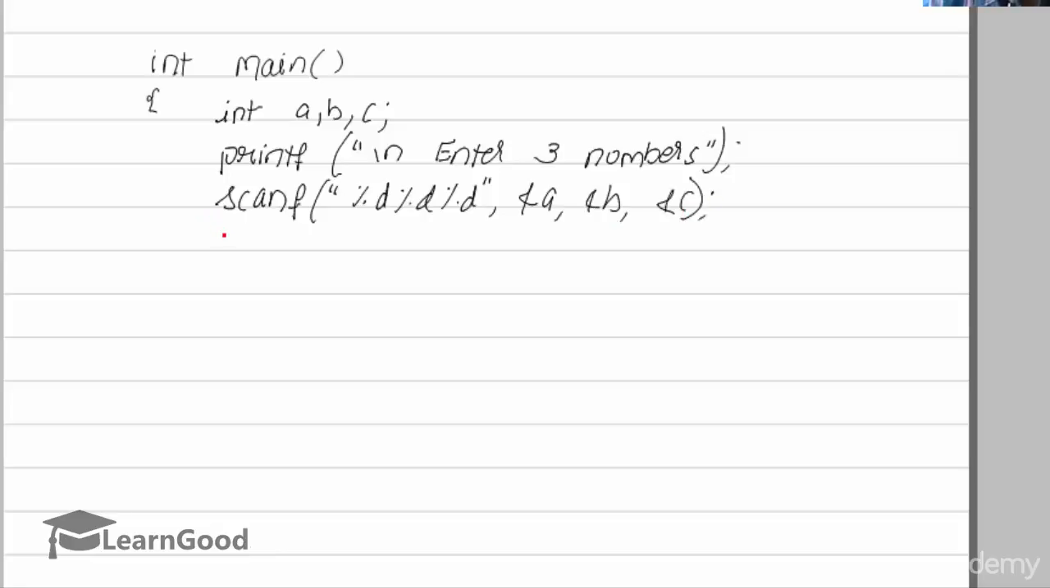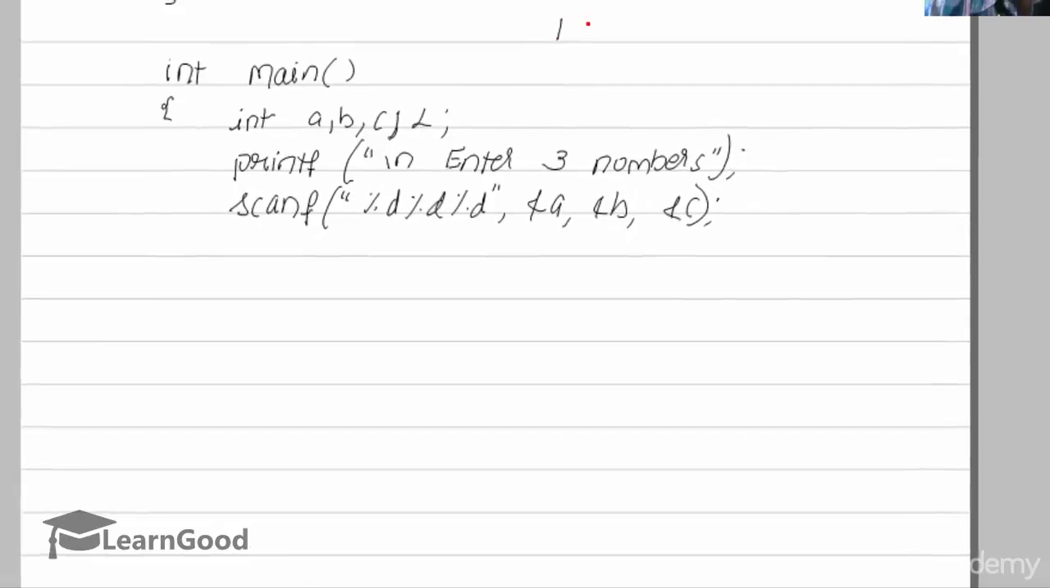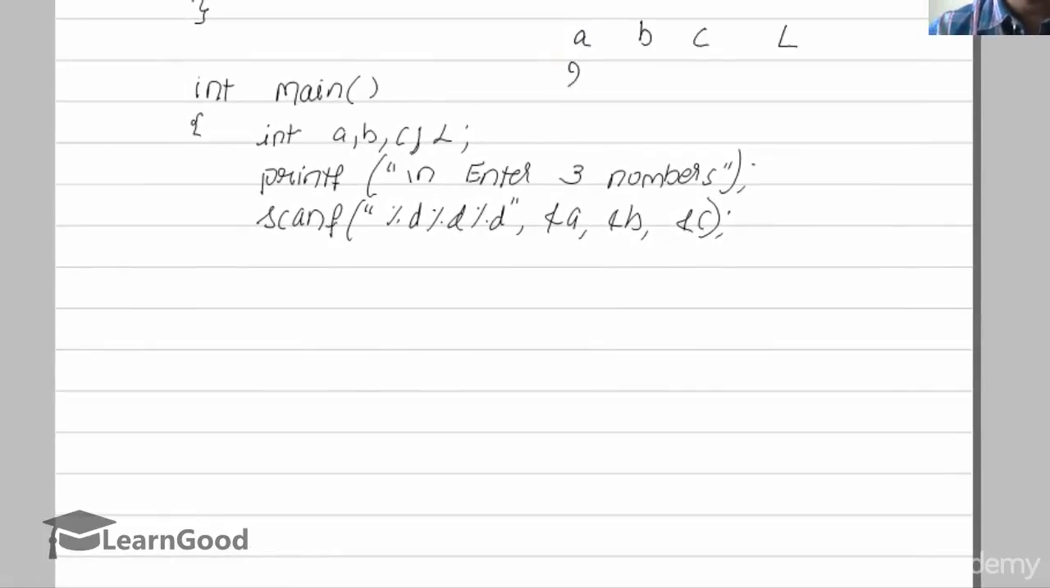And now you compare. So you take one more variable, that is L. That means you have taken 4 variables in total. Let's take A value is 25, B value is 13 and C value is 4. So what I do here is compare. First I'll assume A value as the largest and store it into L by giving L equals A.